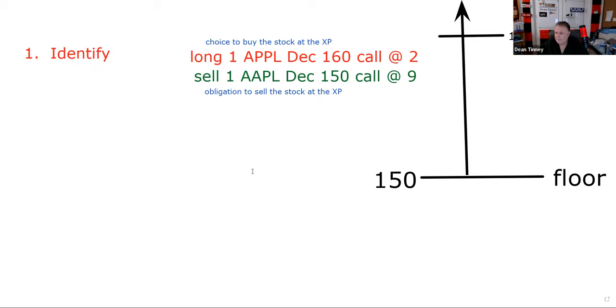By the way, the conversation I'm having with you is not testable. What's testable, Keaton, is on the left-hand side of the screen, all the things you have to be able to do. Here you have to be able to look at this and say, we're spreading. It's called a spread because what we're spreading is the difference in the premiums.